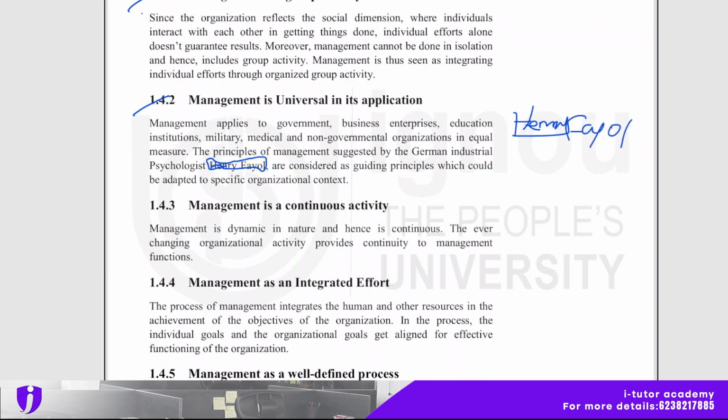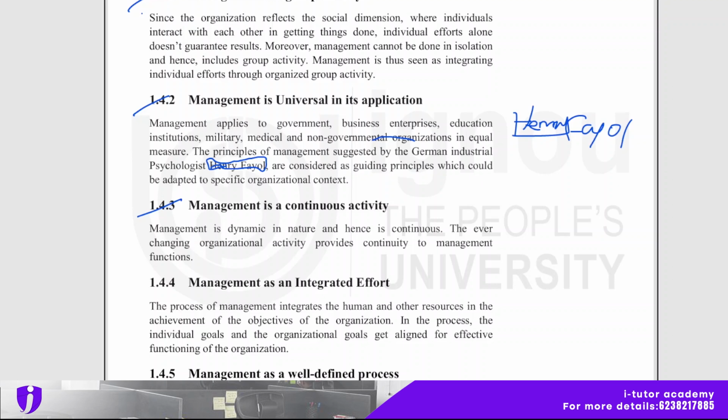Henri Fayol's principles are considered as guiding principles which could be adapted to specific organizational conduct. So this is the second characteristic of management, it is universal in nature, and the first is that management is a group activity. And the third one is that management is a continuous activity. It is a continuous process. Management is dynamic in nature and hence is continuous. The ever-changing organizational activity provides continuity to the management function.